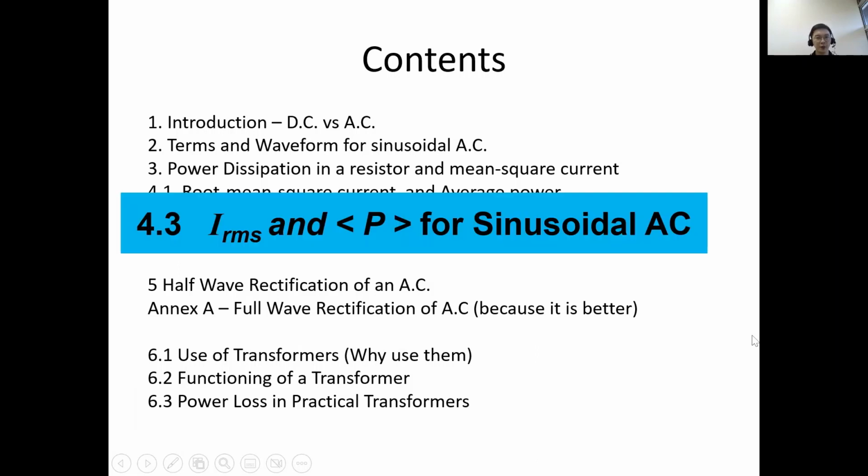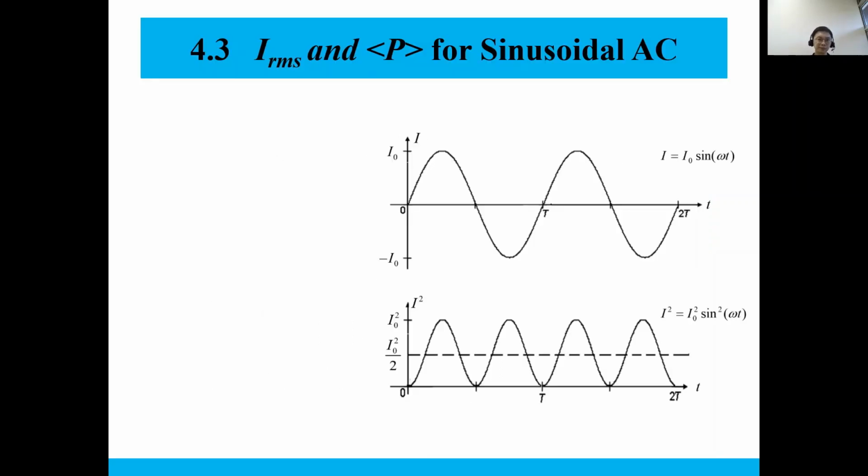Okay, we now begin part 4.3, which is the crux and really the main part of lecture 1 of alternating current, right? In this week, you have 2 lectures for AC, and 4.3 is really the main part. All right, and this is the root mean square current and average power for the sinusoidal AC. Let's first look at the sinusoidal AC graph.